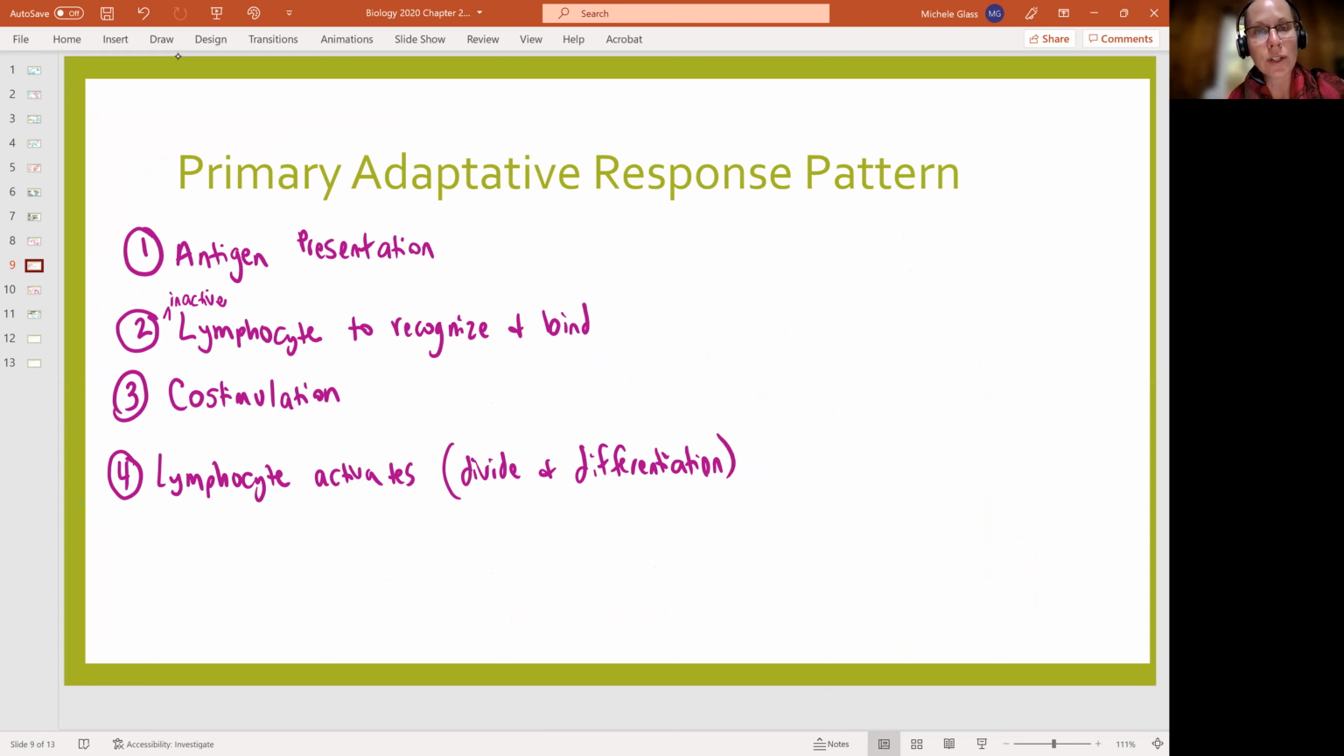So we've just looked at the details of how that T cell has this ability to recognize and bind. We need to get still into this process of co-stimulation. And then what does it mean for that lymphocyte to activate? What type of cells are being produced, and how are those cells effective at getting rid of our pathogen?